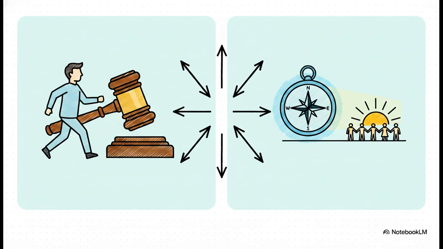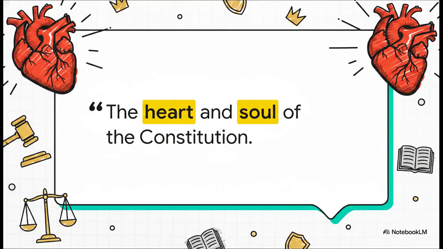DSPs, on the flip side, are non-justiciable. They're basically the welfare goals and moral directives for the state. Things like securing a living wage or protecting the environment. You can't sue the government for not achieving them immediately, but they are absolutely fundamental in the governance of the country. Now, because fundamental rights are justiciable, they obviously need an enforcement mechanism, right?